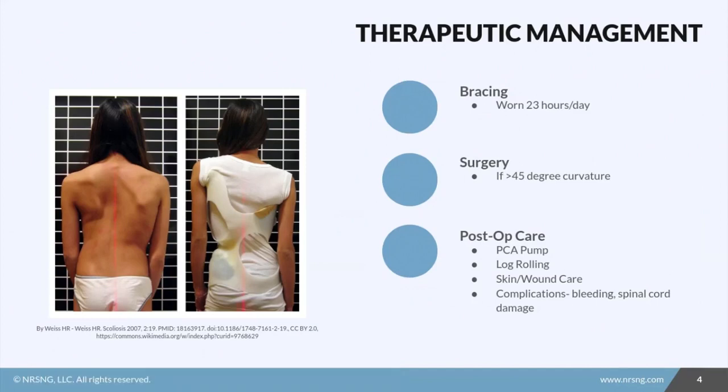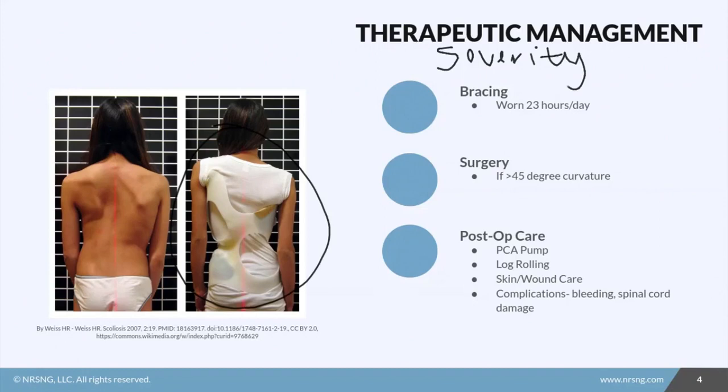So the management is going to be completely based on the severity of the scoliosis. If it's only a moderate scoliosis, they're probably just going to have to wear a brace, and if it's mild, they may not need any treatment at all. For the moderate scoliosis, they're going to wear a brace, and you can see it in the photo here. It's a huge brace and it can be uncomfortable.